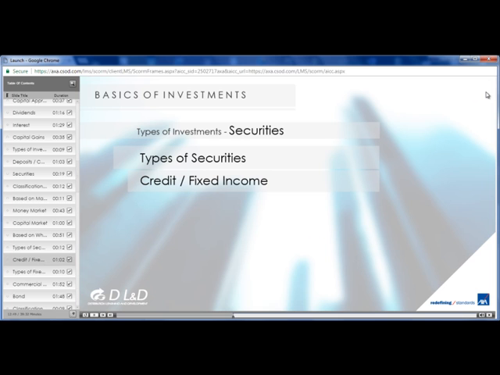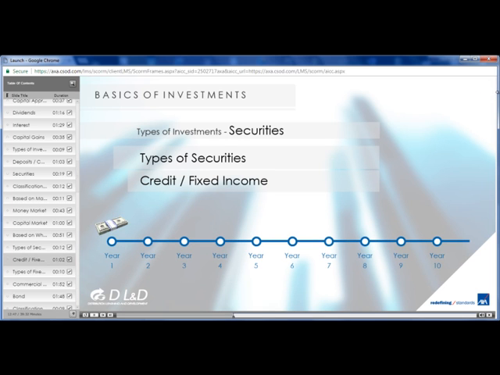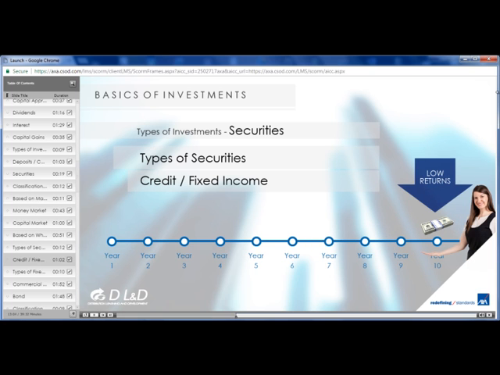Credit, fixed income security. The periodic return on investment is the same throughout the life of the security. The principal is returned at the time of maturity. The rate of return for the security is fixed at the time of purchase. The investor knows exactly what the earnings will be. Because of this, fixed income securities usually have a lower rate of return. This is suitable for risk-averse investors.